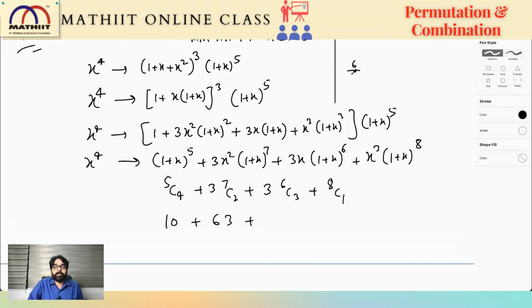6C3, we can write 6 by 3 into 5C2. 5C2 will become 10 and that will become 20. So this is 20 into 3, 60, plus 8C1 is 8. Check it. 123.